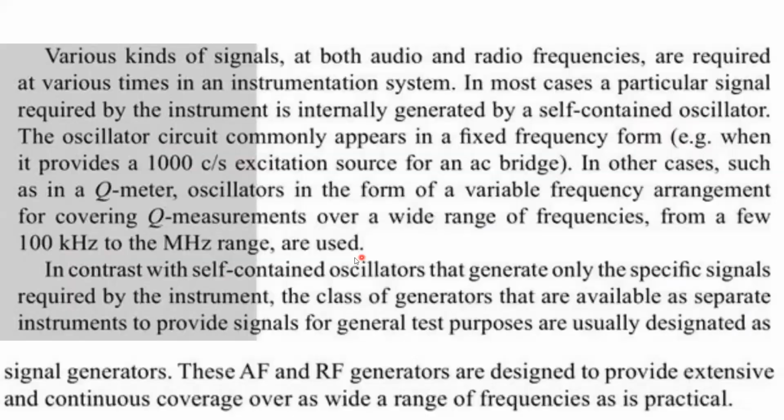Next one. Various kinds of signals at both audio and radio frequencies are required at various times in an instrumentation system. In most cases, a particular signal required by the instrument is internally generated by the self-contained oscillator. Internally, any instrumentation system consists of a self-generated oscillator. Here, the oscillator circuit commonly appears in a fixed frequency form. That is, when it provides a thousand cycles excitation source for an AC bridge.